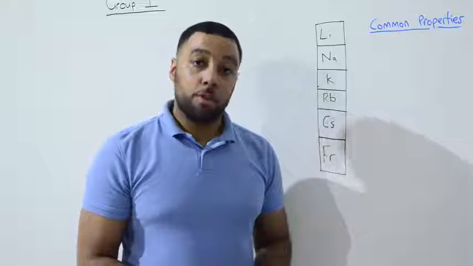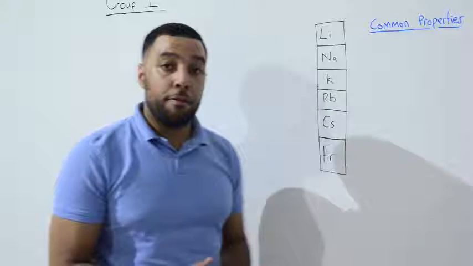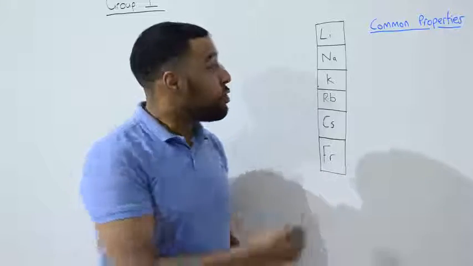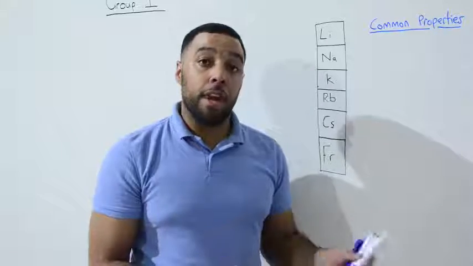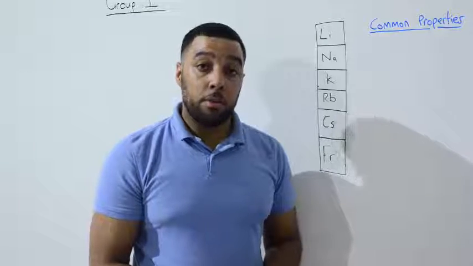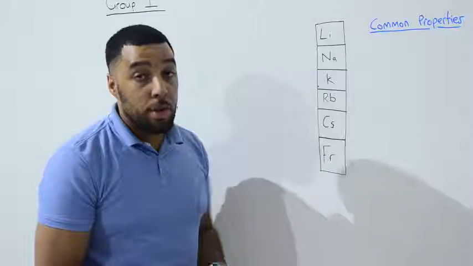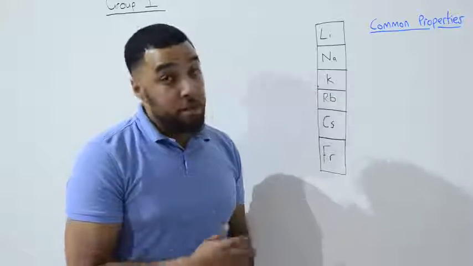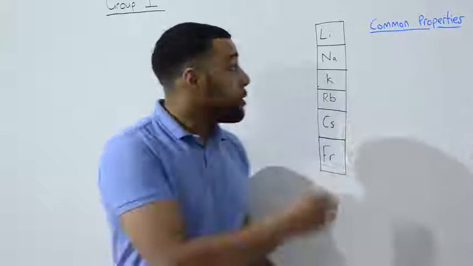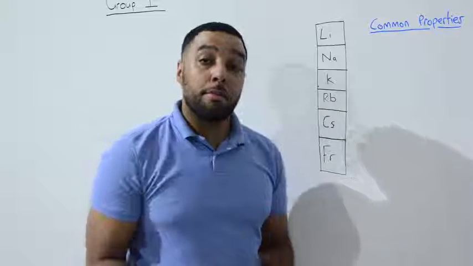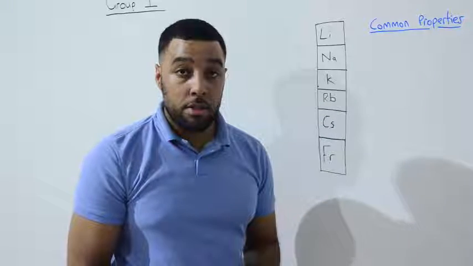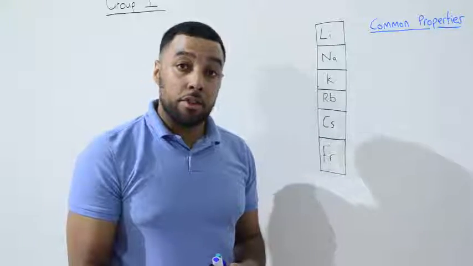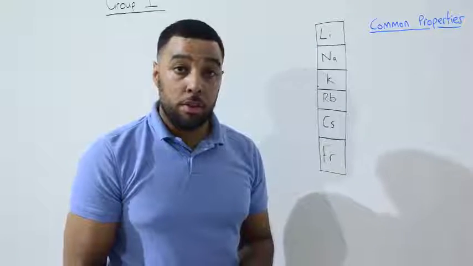Hi guys, welcome to another video, and in this lesson we're focusing on the Group 1 metals. The Group 1 metals are found at the far left side of the periodic table, and they're sometimes referred to as the alkali metals. From our previous video we learned that elements that are in the same group will have similar chemical properties, and this is because they all have the same number of electrons in their outer shell.